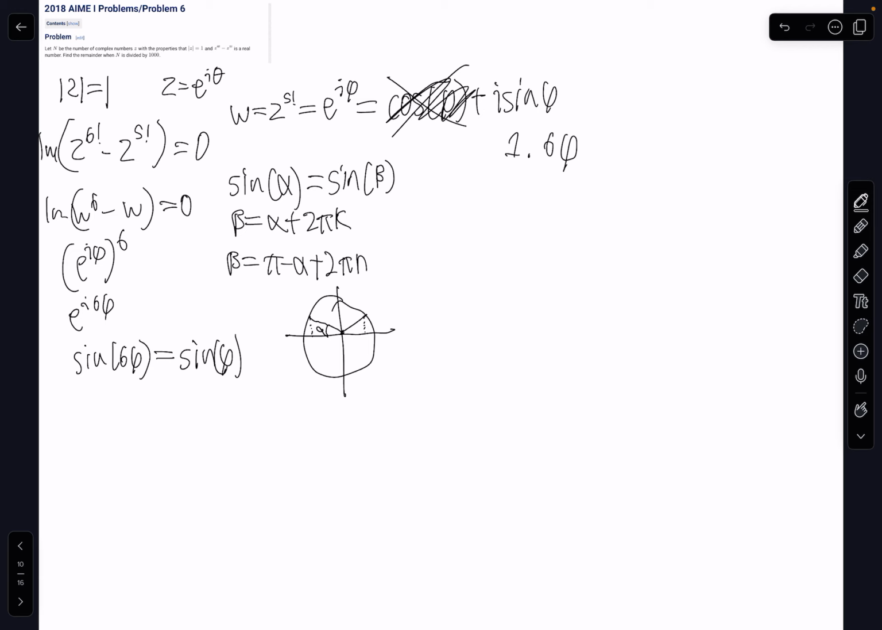So we're putting this into our equation that 6 phi is equal to, with alpha being phi, phi plus 2 pi k, or phi is equal to 2 pi k over 5, right? And phi corresponds to the phi in w, e to the i phi. And since the question is asking about the number of complex numbers z, which is directly associated with the number of complex numbers w, we can find the number of complex numbers w and then solve for z, right?